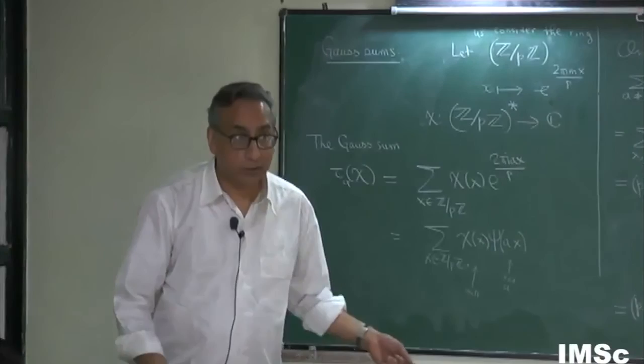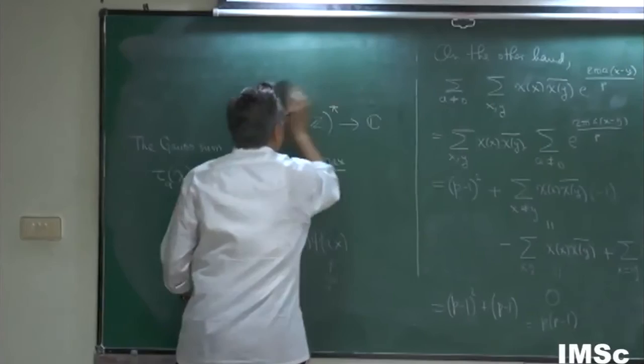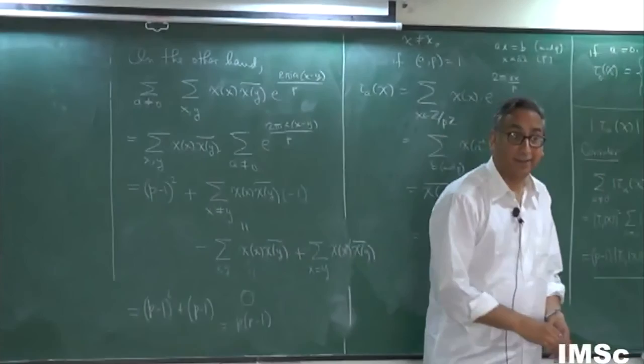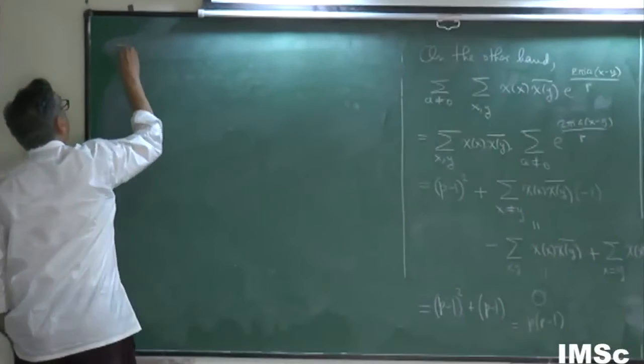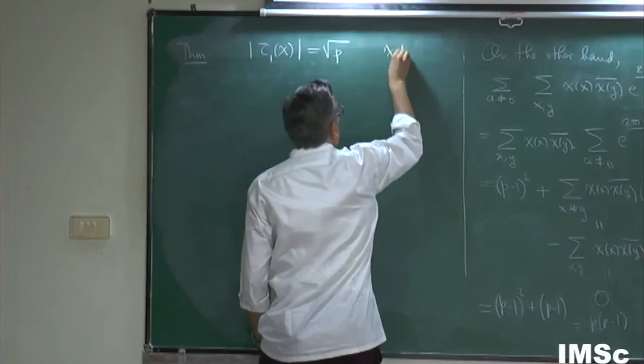So the first question that you ask is, I've got a whole bunch of them, one for each character chi. I've got p minus 1 characters. And so I may ask, what can I say about them? Maybe they're all equal to root p, right? So we've proved a theorem: the absolute value of tau 1 of chi is root p, when chi is not the trivial character.